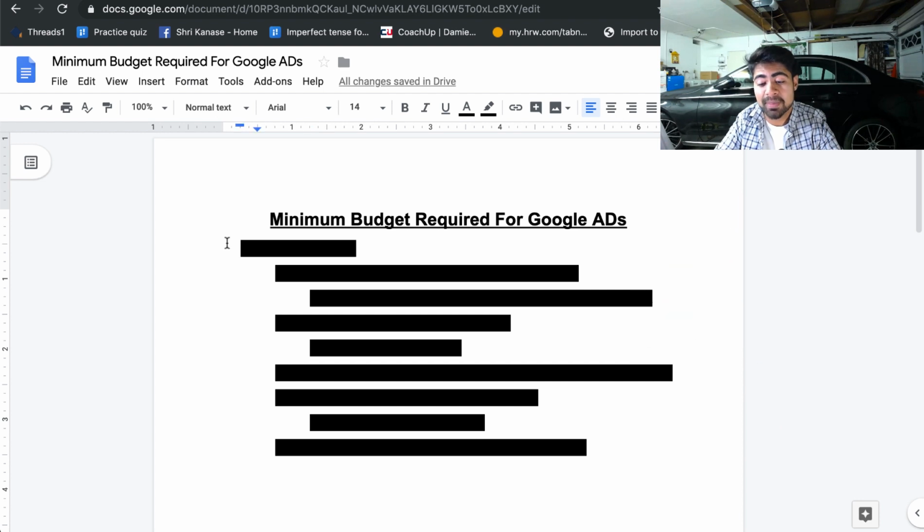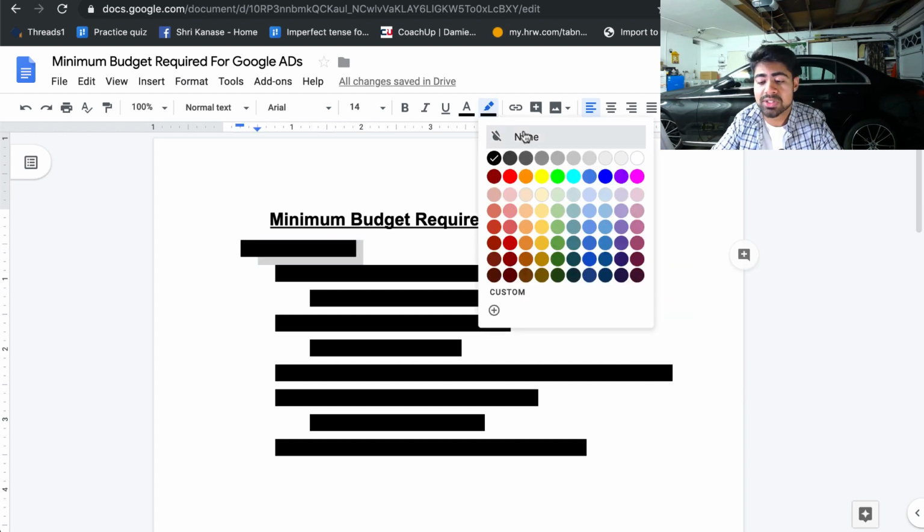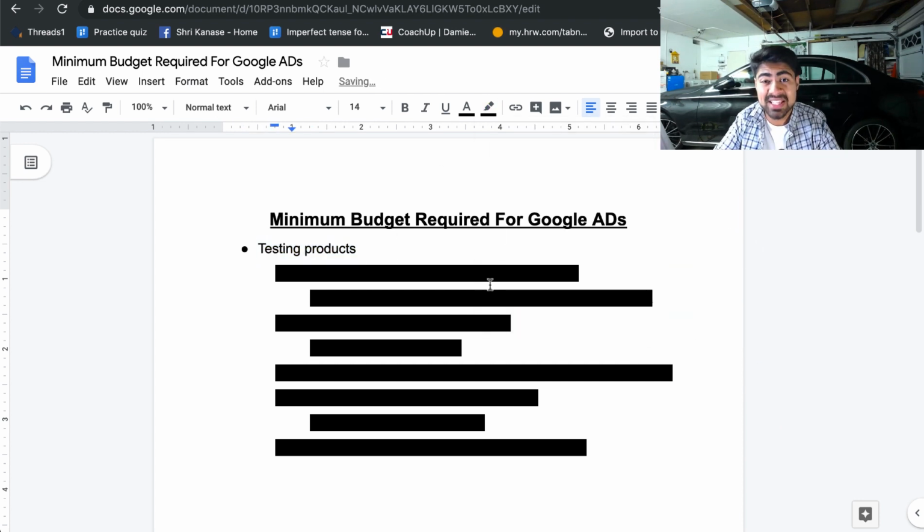But discussing the real topic, the first thing that you want to understand when it comes to Google Ads is testing the products is the most important expense when it comes to running these Google Ads. Now this is very similar to Facebook actually, where the majority of the budget is spent testing the products themselves, but there are a few differences when it comes to running Facebook ads.